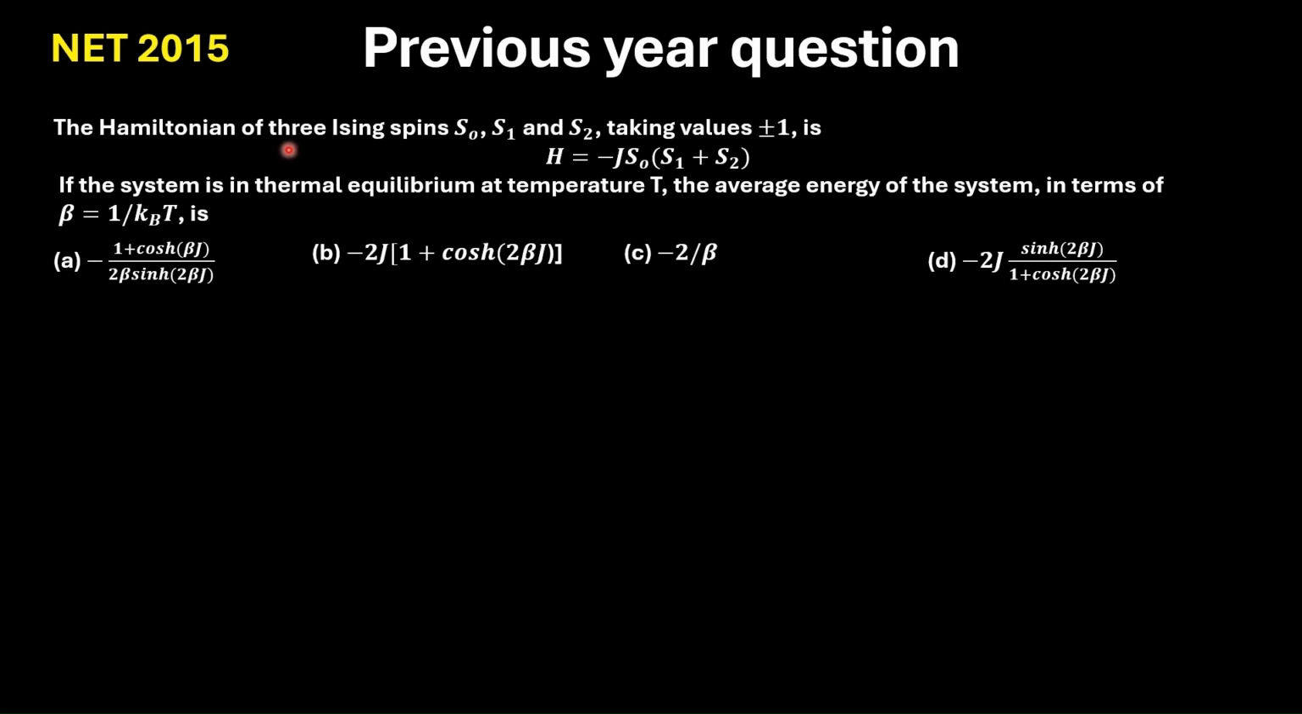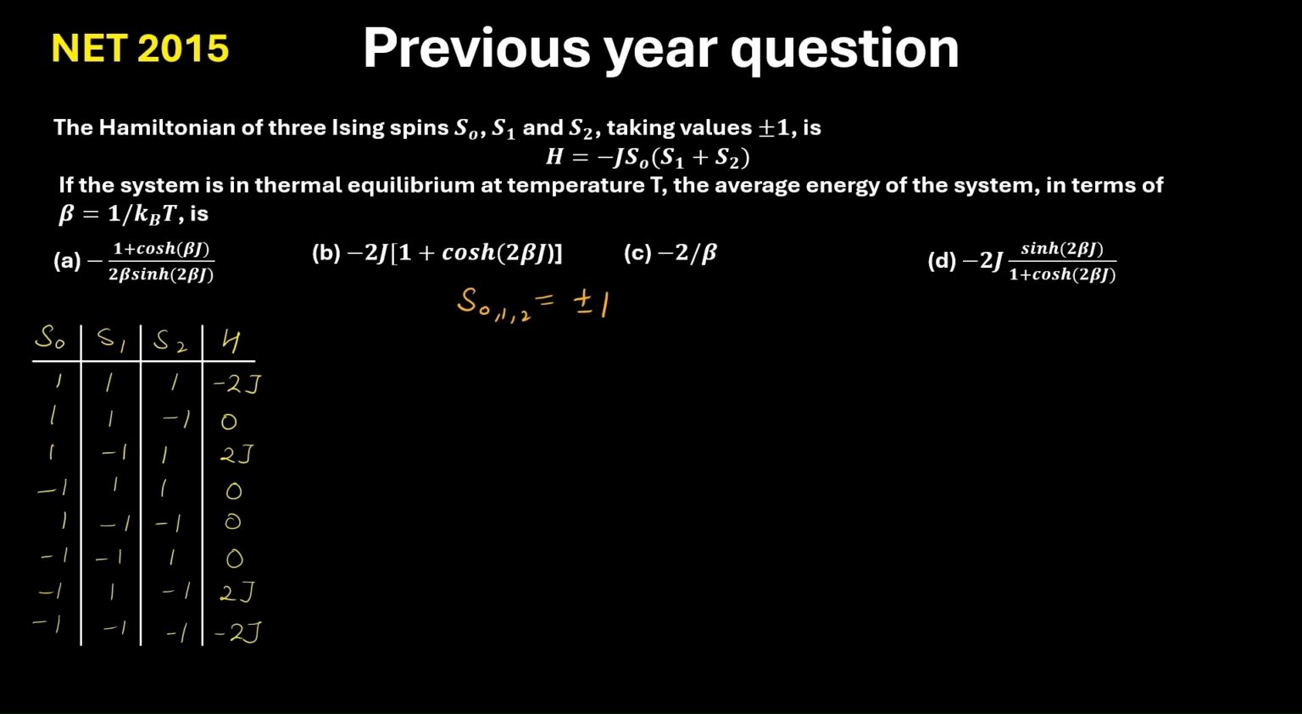In this question, we are given a system consisting of 3 Ising spins, and this is the interaction expression, and we are told to find the average energy of the system. Here S0, S1 and S2 can have possible values of plus or minus 1. So we need to find the different configurations and the corresponding energy.